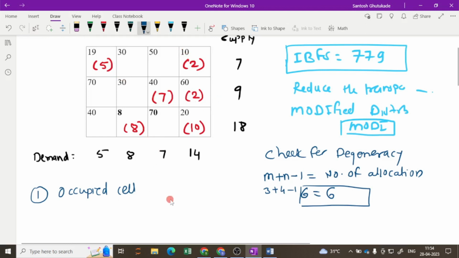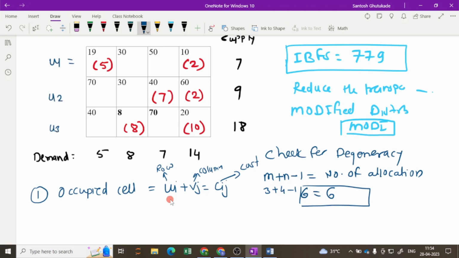For an occupied cell there is a relation: ui plus vj is equal to cij. I will explain what ui, vj and cij are while solving the problem. Here u is used for a row, v is for a column, and cij is the cost associated with that cell. u1 is row number 1, u2 and u3 are row numbers 2 and 3. Similarly v1, v2, v3 and v4 are the columns: v1 is the first column, v2 the second, v3 the third, and v4 the fourth.